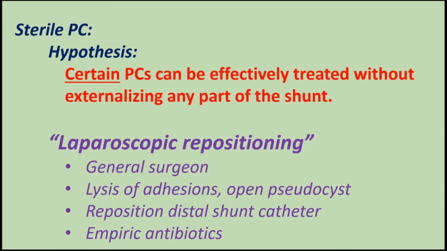When we think that a patient does not have an actively infected pseudocyst that could be treated this way, we call the general surgeon. They gain access to the peritoneal space, lyse adhesions, open the pseudocyst, and then reposition the distal shunt catheter in the peritoneal space. During that time, we're treating with empiric antibiotics. There's a handful of case reports and small case series on this, but no follow-up. So the really neat thing about looking back at this practice's data is that there are many years of follow-up on a relatively large number of patients.